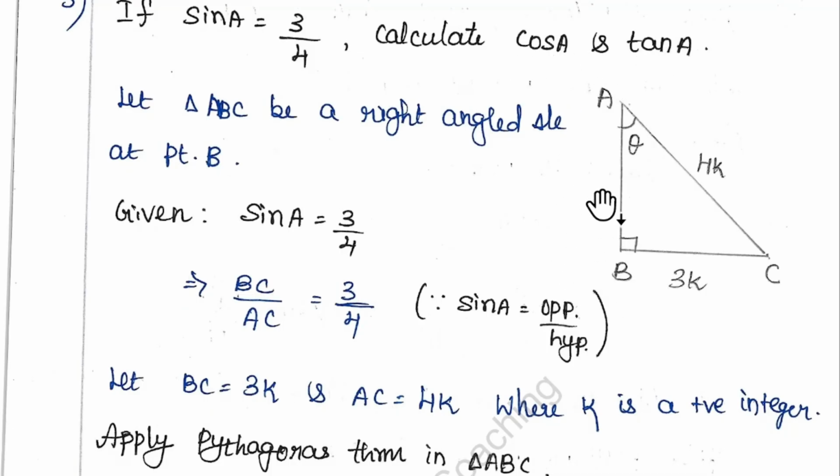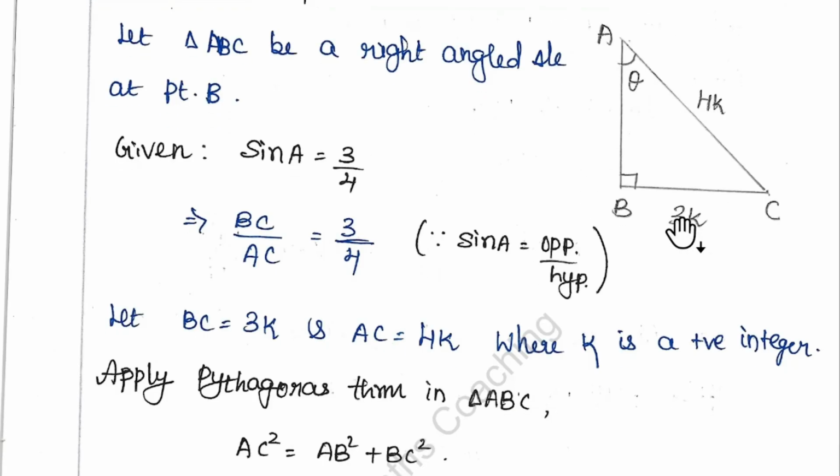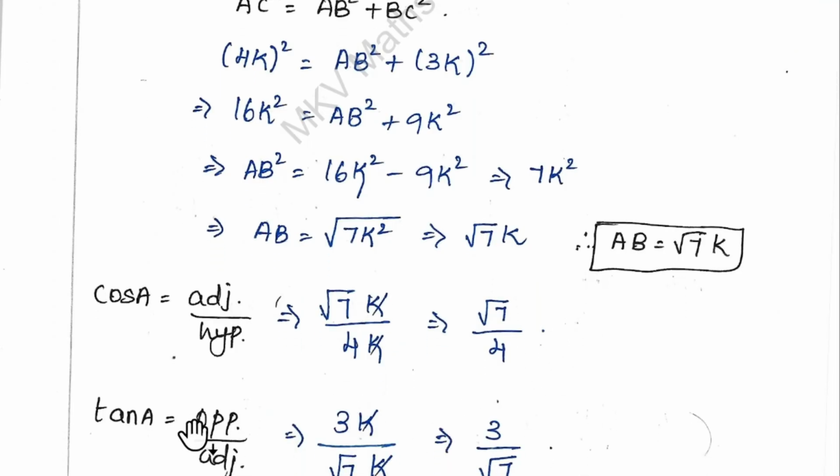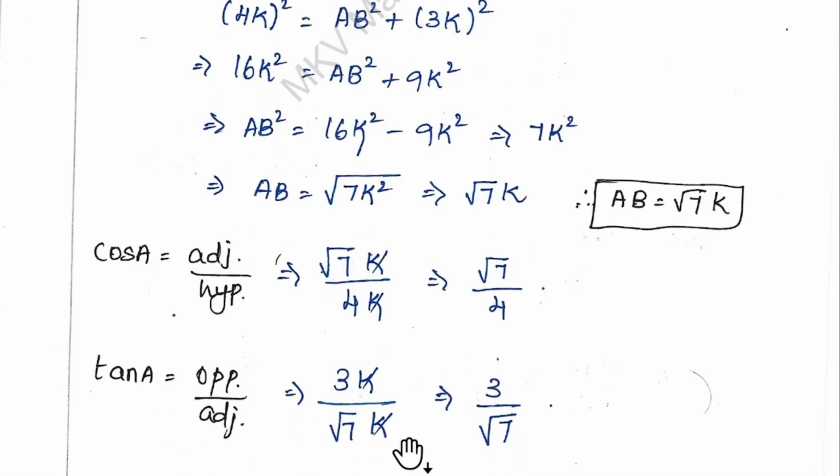We got AB as root 7k, right? Cos A means adjacent by hypotenuse, right? Adjacent side is AB and hypotenuse side is 4k, right? So you can just write root 7k by 4k, which is root 7 by 4. So if you do tan A, opposite side will be 3k, adjacent side will be root 7k.